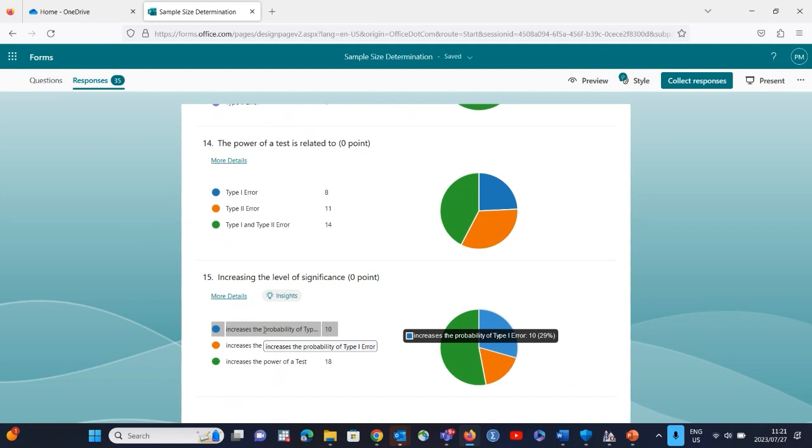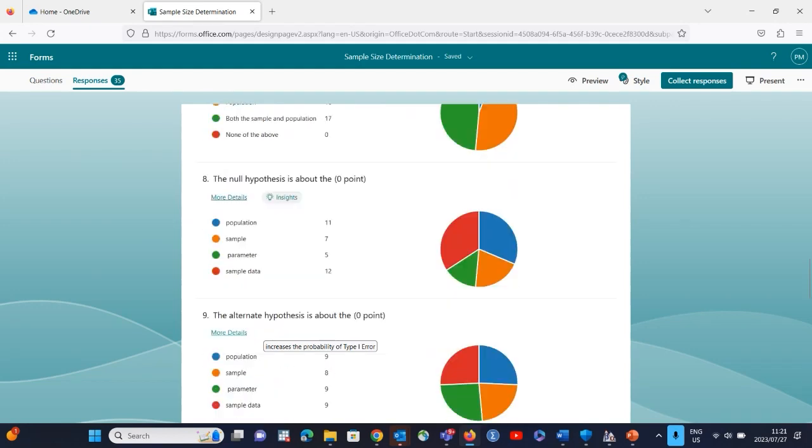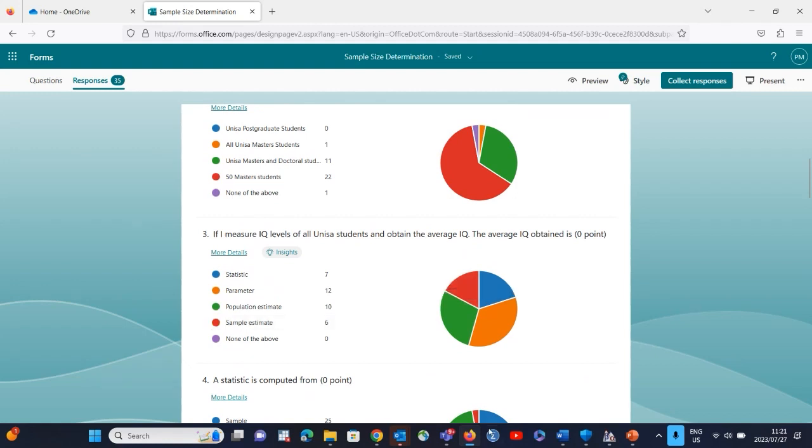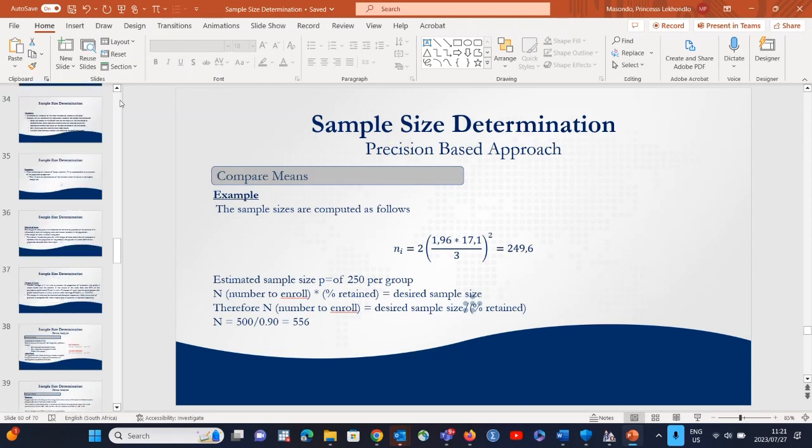But if we want the level of significance to be high, it means that we are in actual fact decreasing our error rate. So for example, instead of using 5%, maybe we will use 1%. So that would increase the power of the test. Thank you for participating. I think we were able to clear what was not clear. So now I'm going to proceed with the presentation.